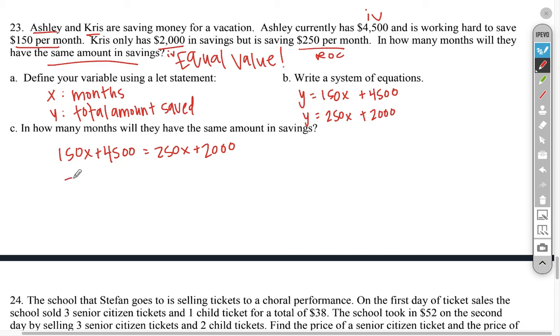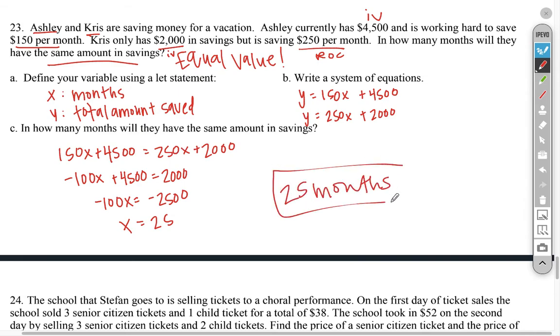That's going to leave me with -100x plus 4,500 equals 2,000. Then we need to subtract 4,500. So we have -100x equals -2,500. Then we're going to divide by that -100. So -2,500 divided by -100 gives us 25. So this tells us if x equals 25, we know that x is months. So in 25 months, they will have the same amount of savings. Okay?